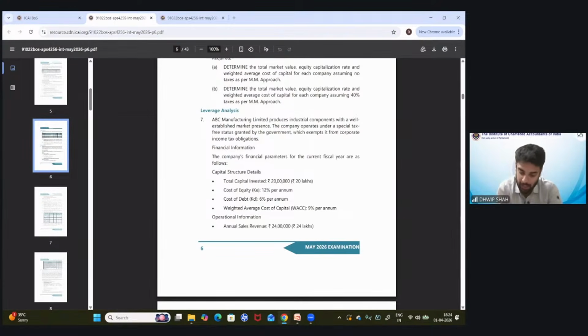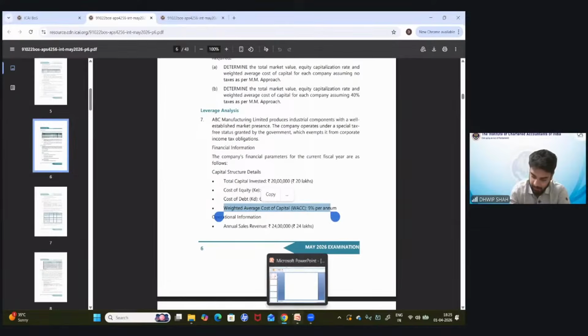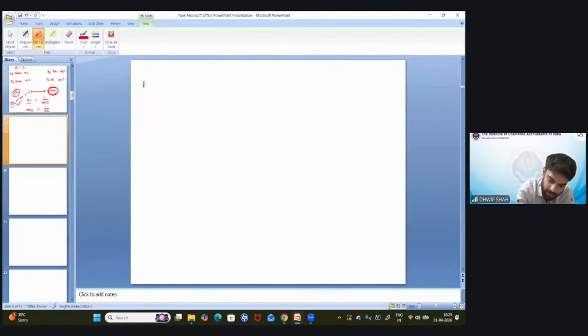The company's total capital is 20 lakh rupees. How we have raised this 20 lakh we don't know as of now. It could be from equity, debt, or preference, anything, but we don't know as of now. Cost of equity 12%, cost of debt 6%, WACC is 9%. Okay, so overall weighted average cost of capital is 9%.